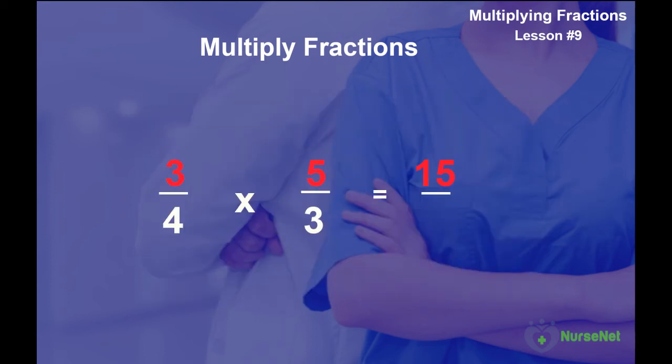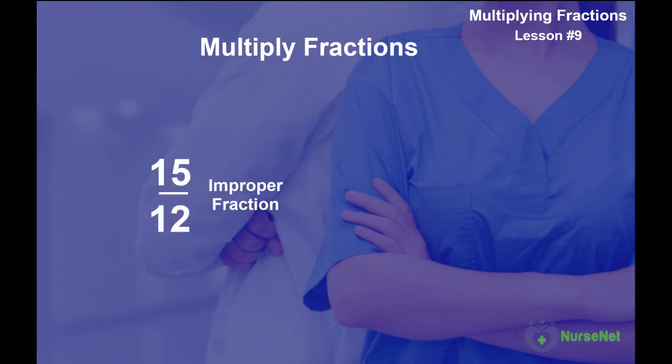So let's do the same procedure again. Let's multiply the numerator by the numerator, or 3 multiplied by 5 giving us 15. Then multiply the denominator by the denominator, which is 4 multiplied by 3 giving us 12. Therefore our fraction is 15/12, which is an improper fraction. So how many 12s go into 15? Well, we get 1, and then we have a remainder of 3. So we could rewrite the fraction as 1 3/12.